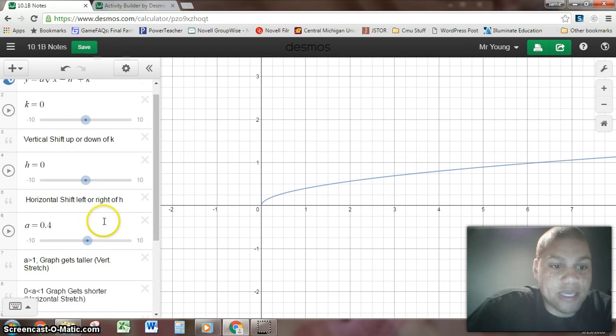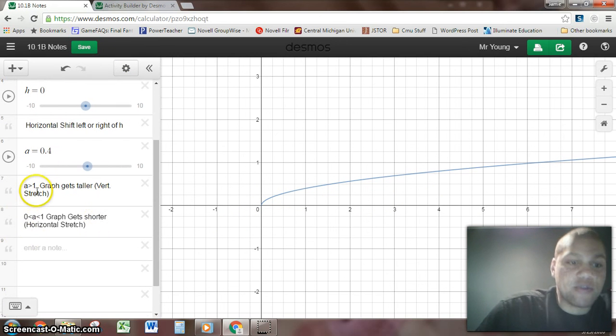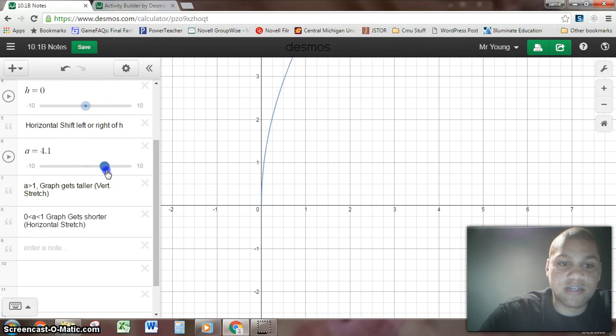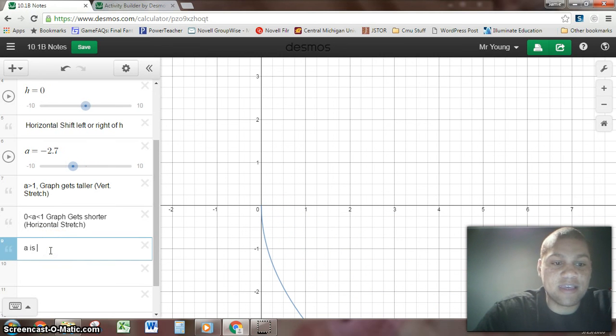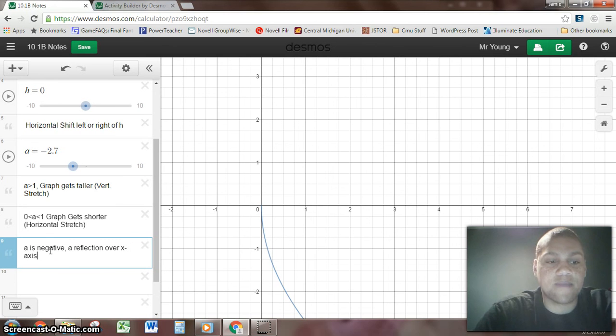Okay, so again, if A is greater than 1, the graph gets taller. If it's less than 1 but greater than 0, it's going to be shorter, closer to the origin, or the x-axis. And then, of course, what do you think happens when it goes negative? It flips down, just as it did in the previous chapter, right? So if A is negative, we call that a reflection over the x-axis.